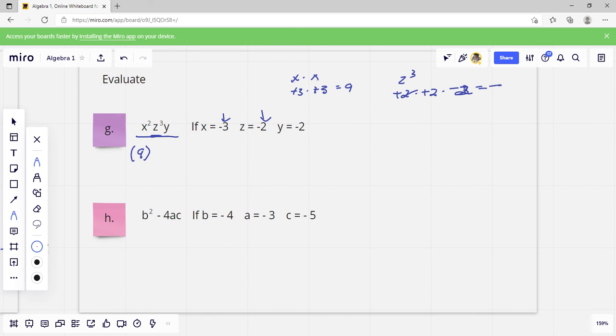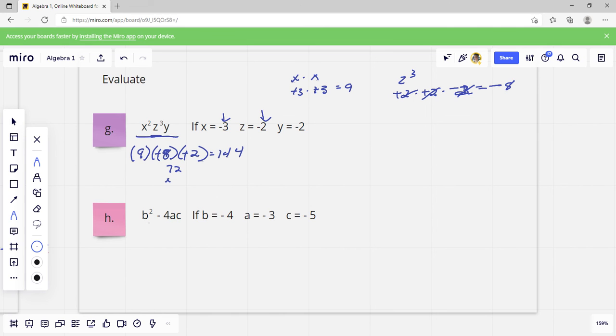Negative 2 times 2 is 4. 4 times 2 is 8. Negative 8 is my z to the third. And then y is just negative 2. Okay, and then, so that means I'm going to do 9 times 8 is 72. And then I have to do that times 2, which would be 144. And those cancel each other. So it should be positive 144.